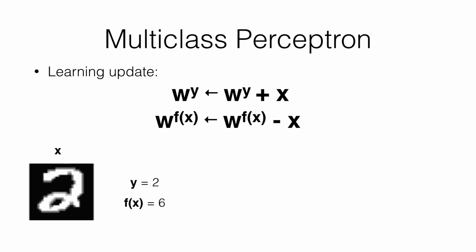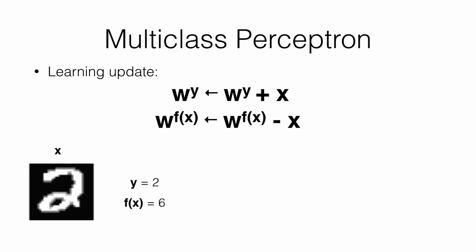I don't know. I'm just being imaginative here, but it doesn't matter. Let's just say that's what happens. Let's just say that you get f of x is 6, meaning that w6 had the highest score. So let's run our 2 updates from the recipe.